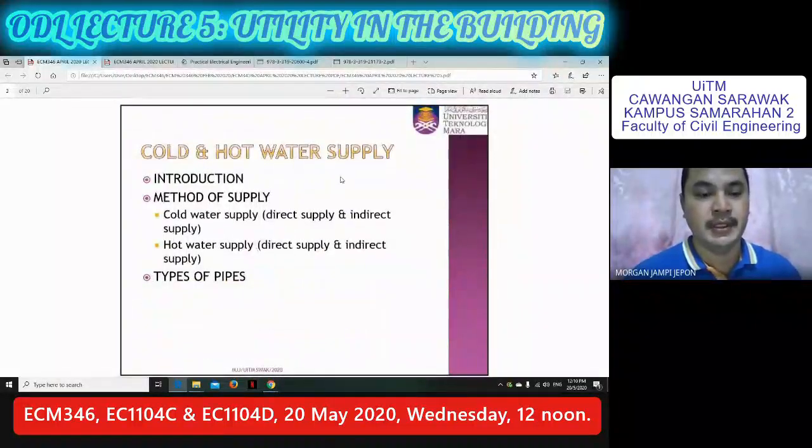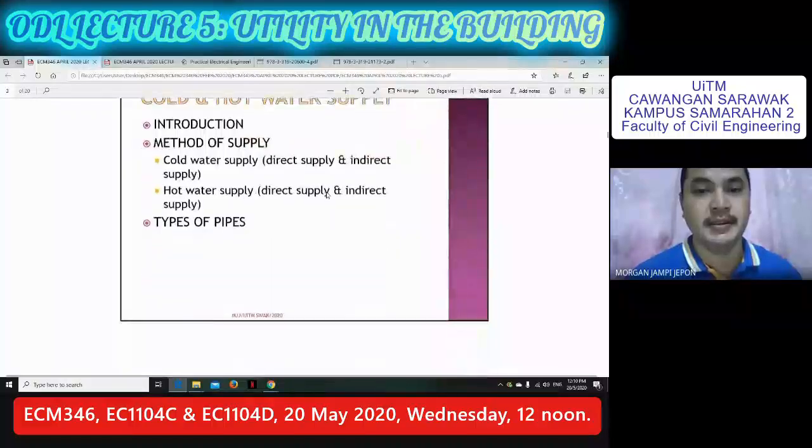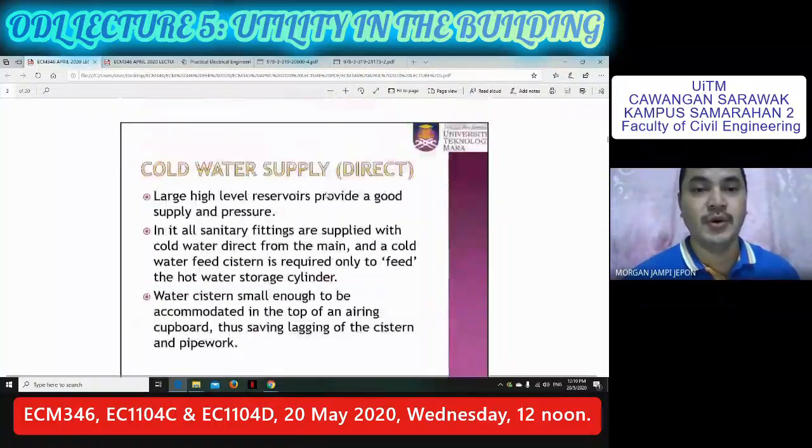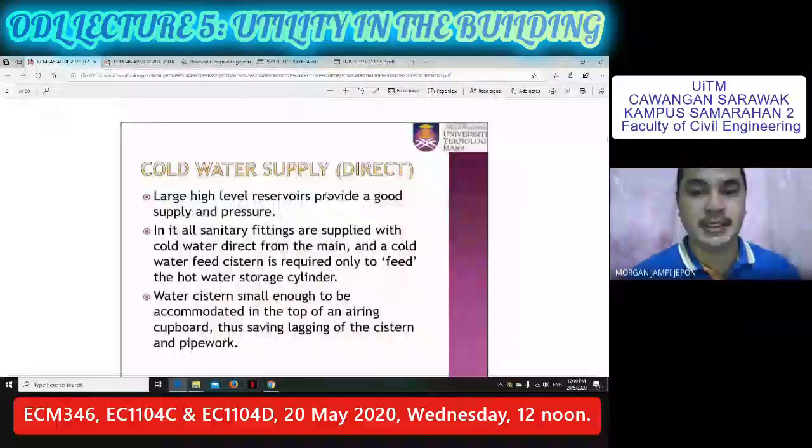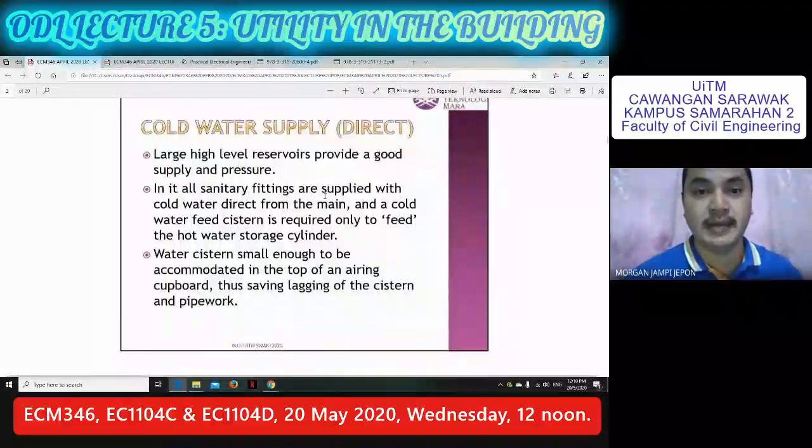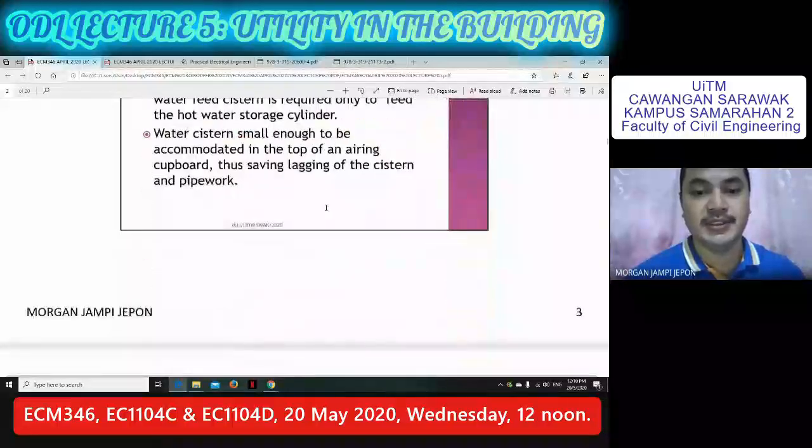First, we will cover the introduction, then method of supply for cold as well as hot, then types of pipes necessary for cold and hot water supply. Right. So first one, cold water supply could be direct or indirect. So the first one here is direct cold water supply. Okay. So please read this description on your own because I'm gonna explain it by showing this picture.